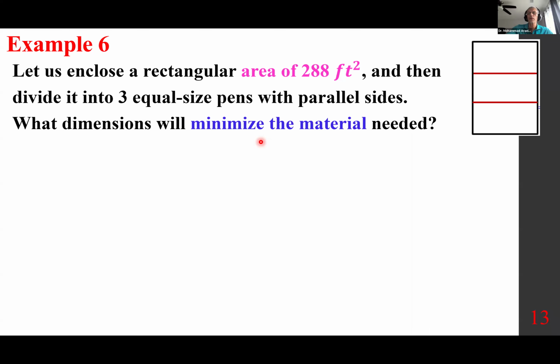Well, this is given to us, otherwise we have to come up with that. Let's define our variables. X represents the width, Y represents the length. The objective is to minimize the material. We need 1, 2, 3, 4 x's and 1, 2 y's, and they add up. So the objective is to minimize P equals 4x plus 2y.